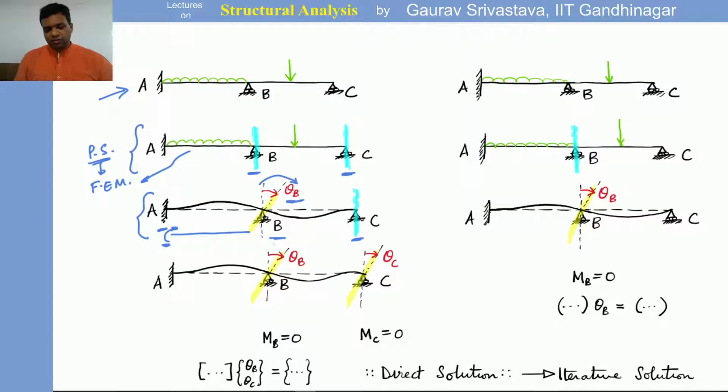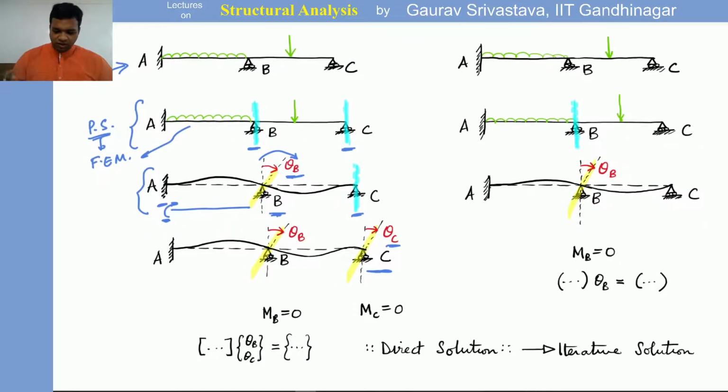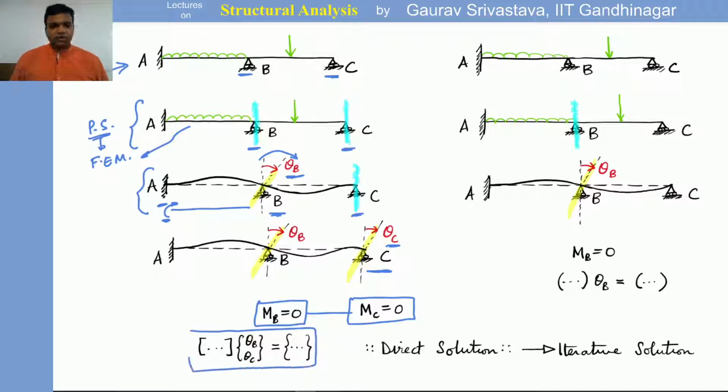And once we allowed B to rotate, then we went to the next joint C. We said now we allow C to rotate by an unknown amount of theta C. Okay, and once we allowed both of these to rotate, we wrote two equilibrium conditions in this case, right? So M_B equal to 0 and M_C equal to 0. Total moment at each joint should be 0 because eventually they are the roller supports or pin supports, so there should be no moment in a net sense. And these two equations we were able to write in terms of the unknowns theta B and theta C.